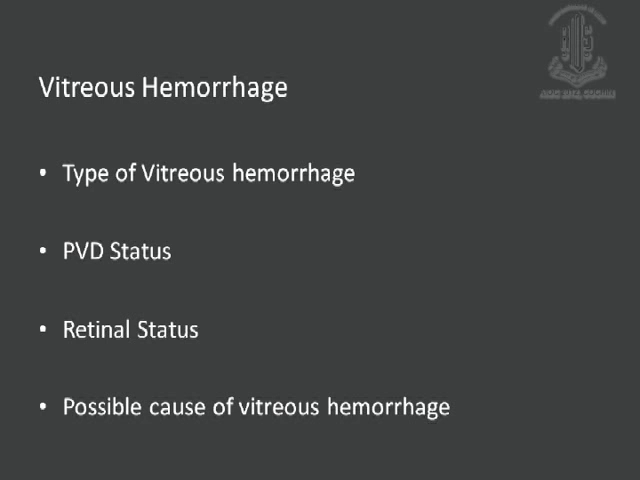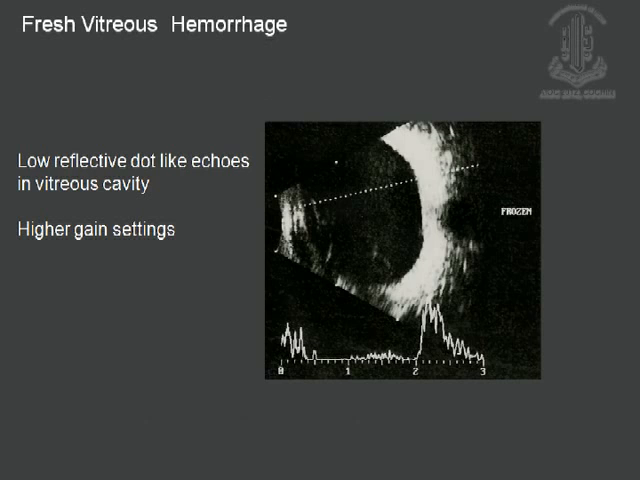And can you find a possible cause for the vitreous hemorrhage in the ultrasound? If you're able to do this, fantastic. Some cases you're able to do it, some cases you're not able to do this. Very fresh vitreous hemorrhage is extremely easy to miss. The patient comes with a sudden drop in the vision, you send for ultrasound, you do the ultrasound and you find almost a clear cavity. Fresh hemorrhage, 1 or 2 days old, gives very, very low reflective dot-like echoes, very easy to miss. You need to do your ultrasound in very high gain settings.